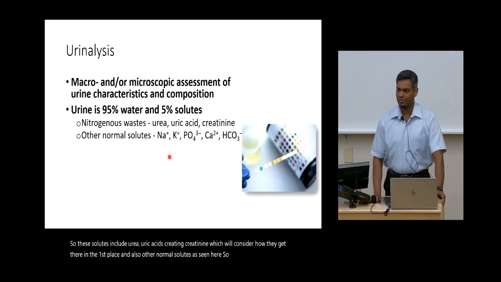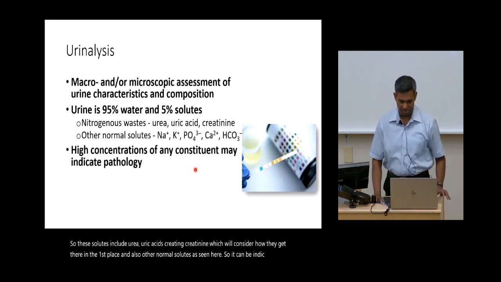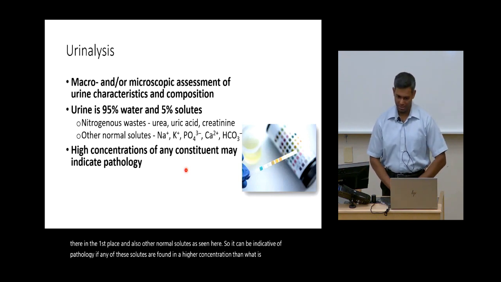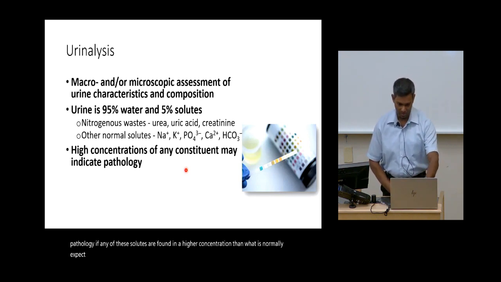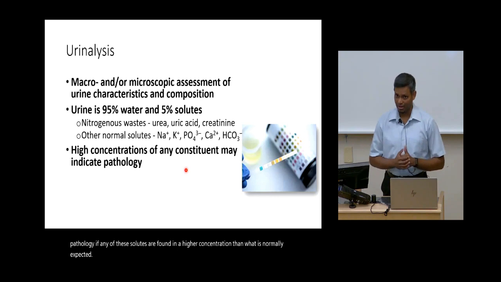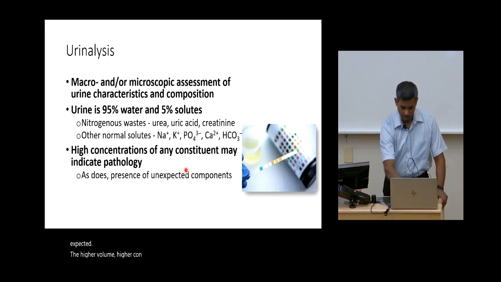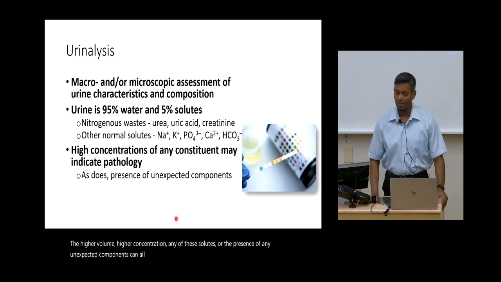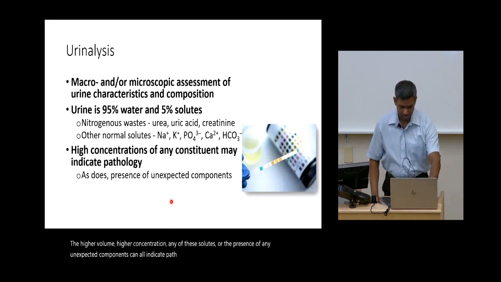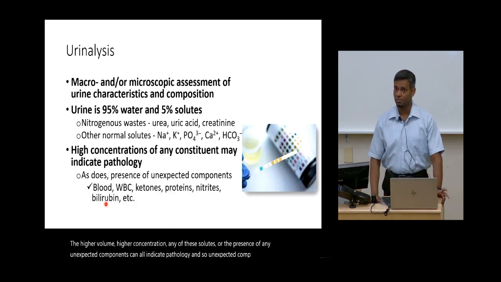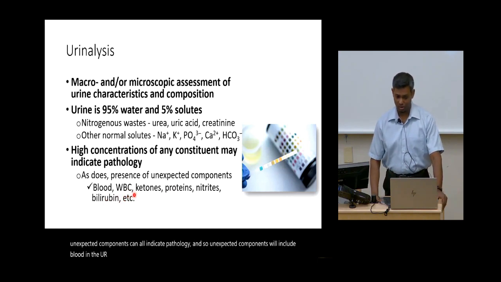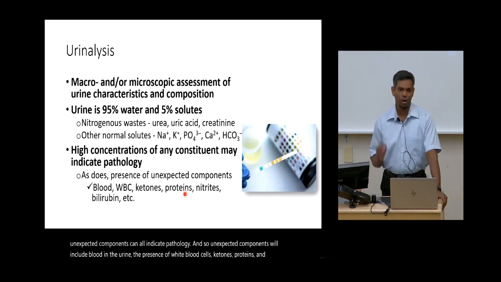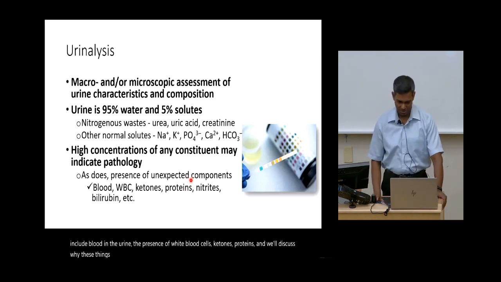So it can be indicative of pathology if any of these solutes are found in a higher concentration than what is normally expected, right? And so the higher volume, higher concentration of any of these solutes, or the presence of any unexpected components can all indicate pathology. And so unexpected components will include blood in the urine, the presence of white blood cells, ketones, proteins, and we'll discuss why these things could end up there in the first place.